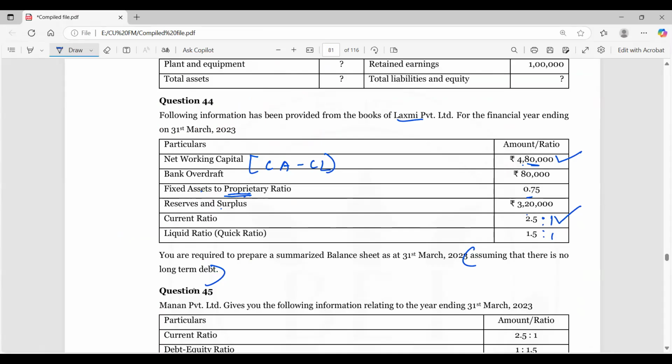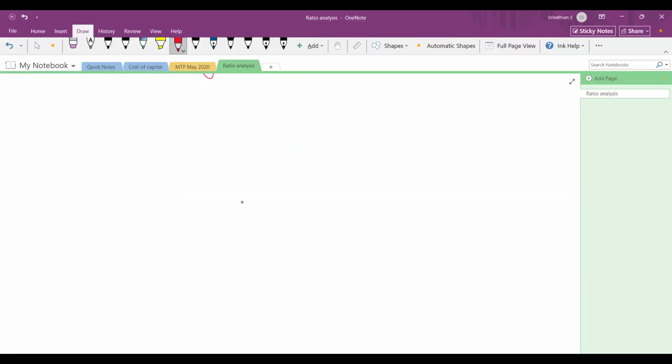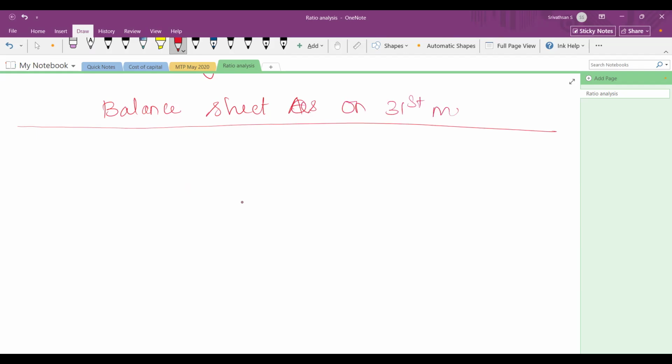Next, what else we have to calculate? That's all, no? Do we have any amount for calculating receivables? Cannot be calculated. So cash will not be the balancing figure. So nothing else. We can start with the balance sheet. Balance sheet as on 31st March 2023.